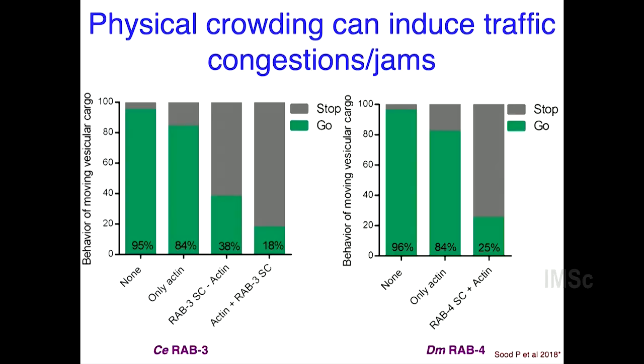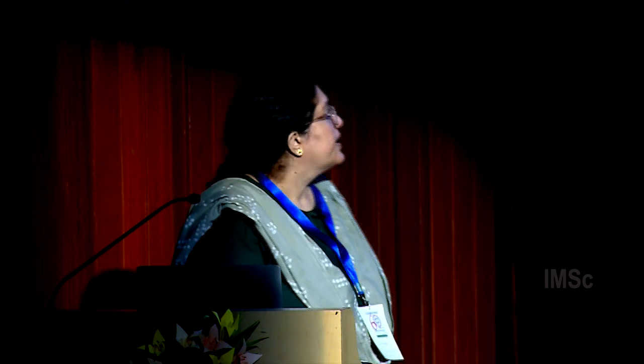And here was a piece of very nice analysis that my then student Parul did. It was her idea, where she went on to say, since we know that cargo stall where there's actin or some kind of cytoskeletal crowding feature, let's ask how moving cargo behave in this location. Where you did not have any actin enrichment, most of the cargo will move through that region without any problem. Think of it as highway traffic.